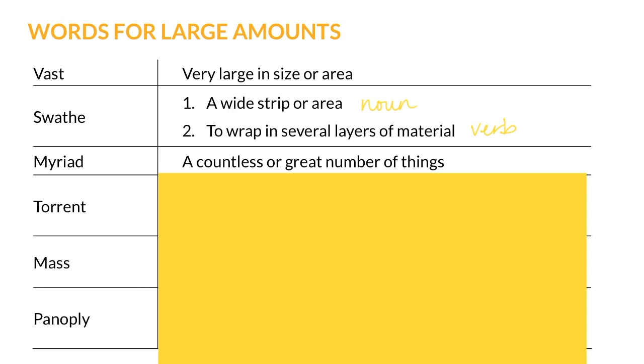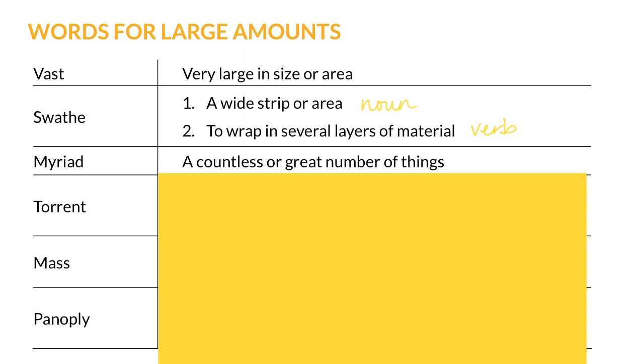Okay, a torrent. Now, usually a torrent relates to a large amount of water. For example, the riverbank was not strong enough to hold the torrent of water, so a violent rush of water is coming. But we can use torrent to describe other things.